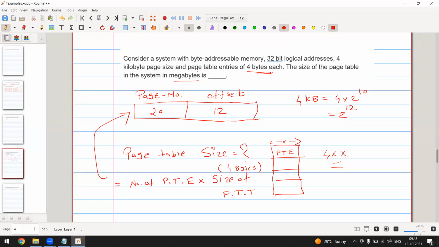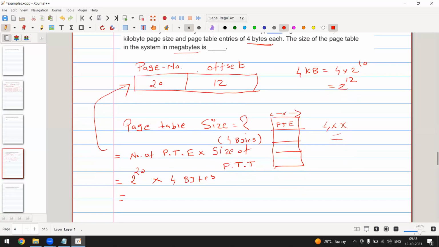Because for each entry, you need 20 bits. Because what is this each entry? It is giving you the page number. So since the page number is represented by 20 bits, for each entry you require 20 bits. So total number of page table entries will be 2 raised to 20 into size of page table entry, which is 4 bytes.